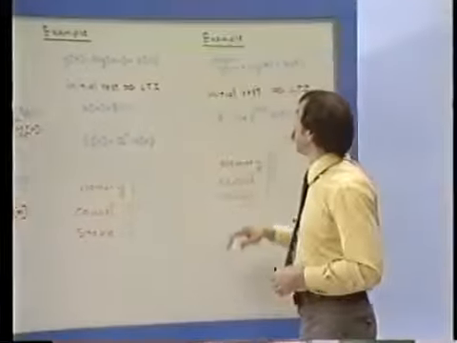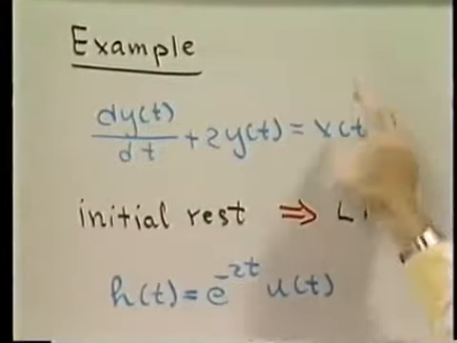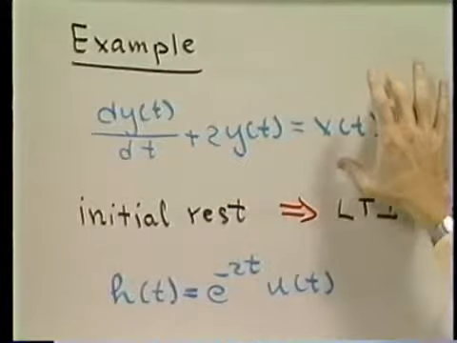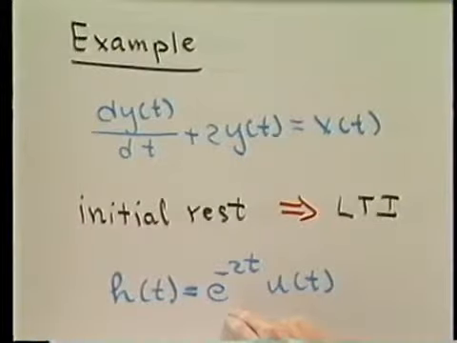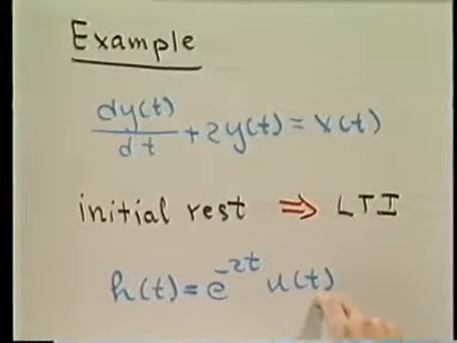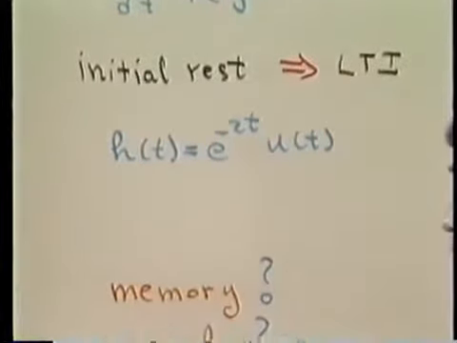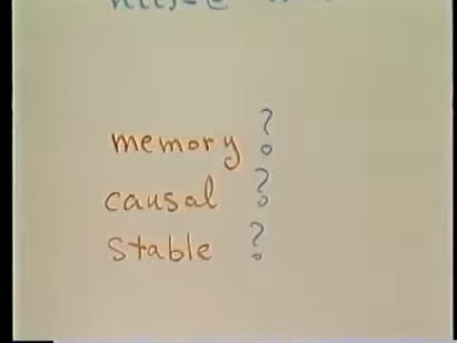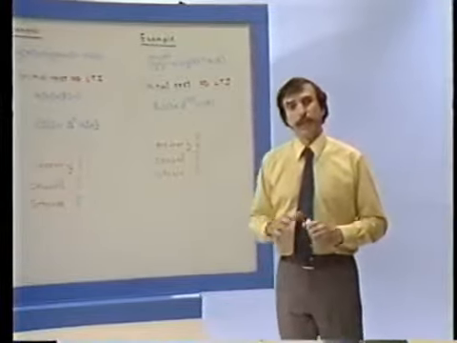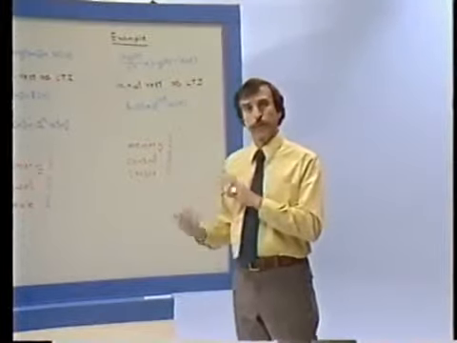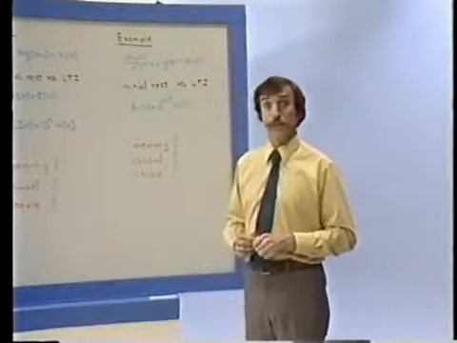And likewise, for a linear constant coefficient differential equation, the specific one that I've indicated here, under the assumption of initial rest, the impulse response is e to the minus 2t times u of t. And in the video course manual, again, you'll be asked to examine whether the system has memory, whether it's causal, and whether it's stable. Okay, well, as I've indicated, in the next lecture, we'll return to a much more detailed discussion of linear constant coefficient differential and difference equations.